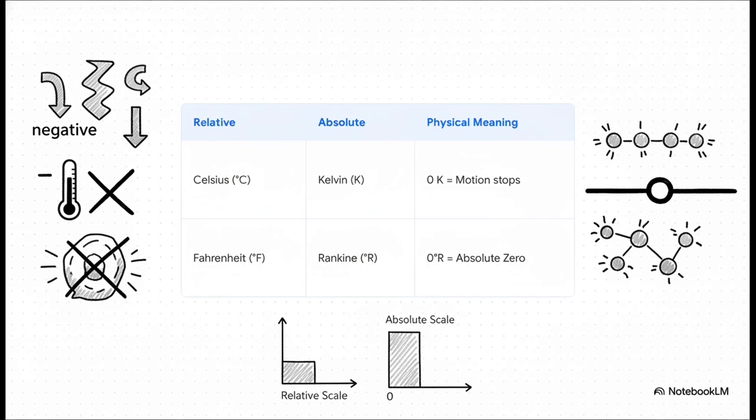Using everyday temperature scales like Celsius or Fahrenheit in these equations, you absolutely cannot do that. Why? Because you physically cannot have negative kinetic energy. If you were to plug, say, negative 10 degrees Celsius into our formula, you'd end up calculating a negative pressure, and physically that is just impossible. You need a zero anchor. That's exactly why engineers use absolute scales like Kelvin or Rankine. On those scales, zero truly means zero. It is the literal point where all molecular motion stops dead.